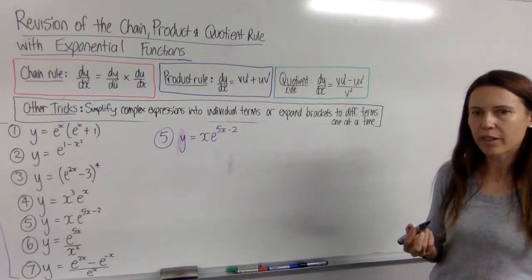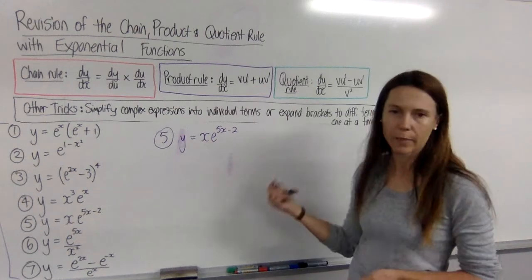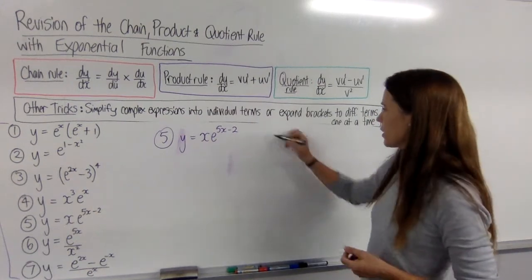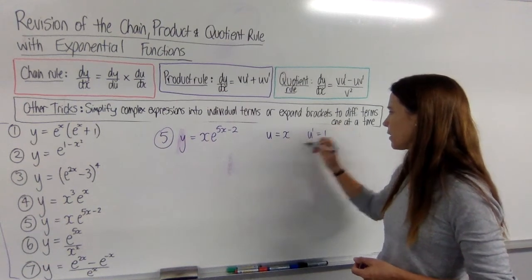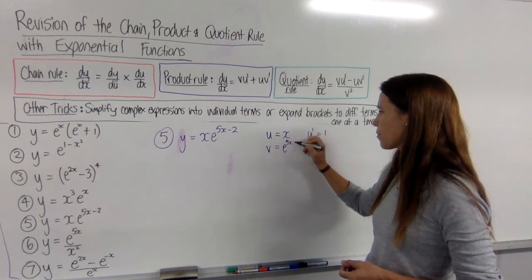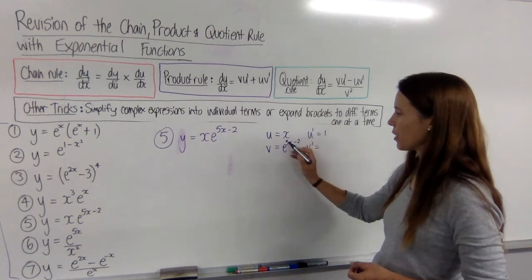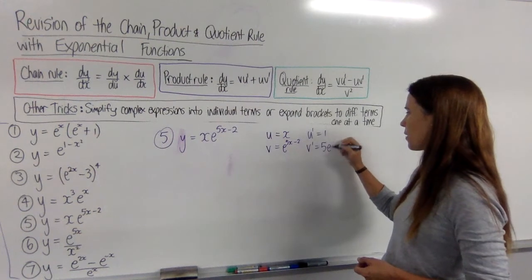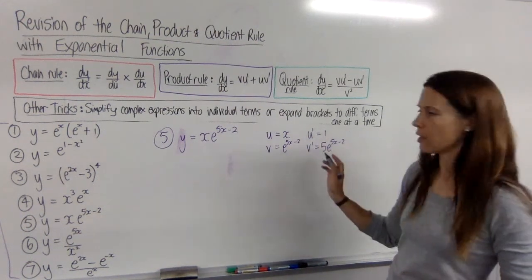For question 5, we're going to need to use the product rule again because there's two parts multiplied by each other and they both have x's in them. So let's let the first part be u, and we can differentiate that, and let the second part be e to the power of 5x minus 2, and we can differentiate that by bringing down the 5 and then rewriting the rest. Very useful step, writing your ingredients.